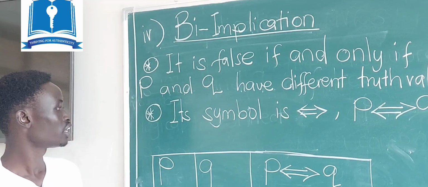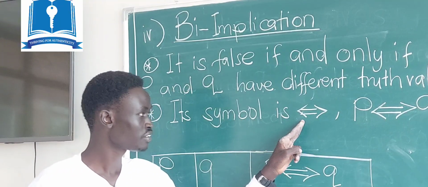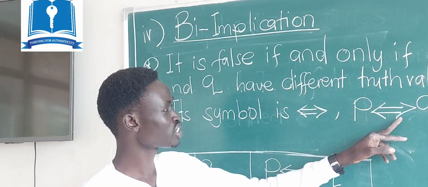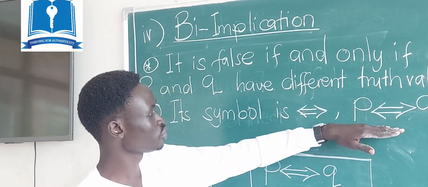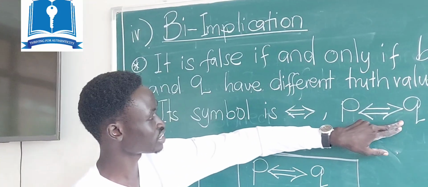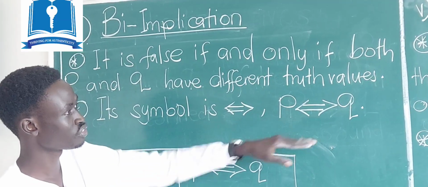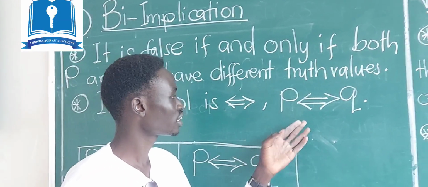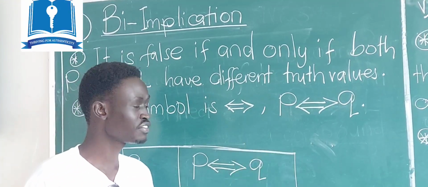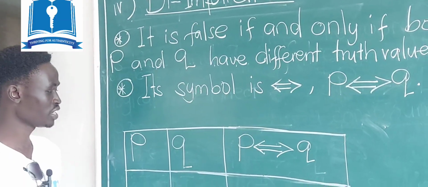It also has a symbol. The symbol is like this for "by implication." Now we can say P by implication Q. When they give you a statement in this form, just know that this symbol stands for "by implication." Don't get confused, and don't mix "by implication" with "implication." They have different symbols.